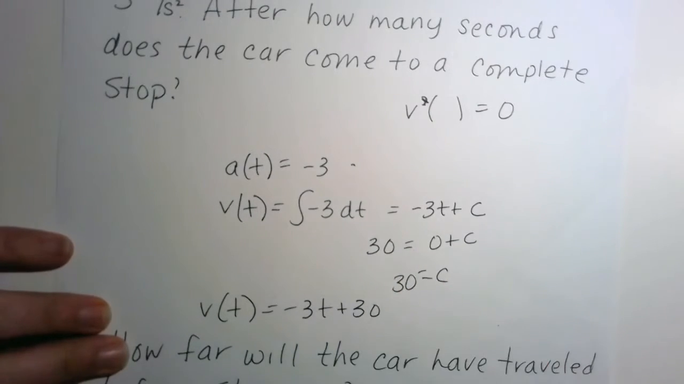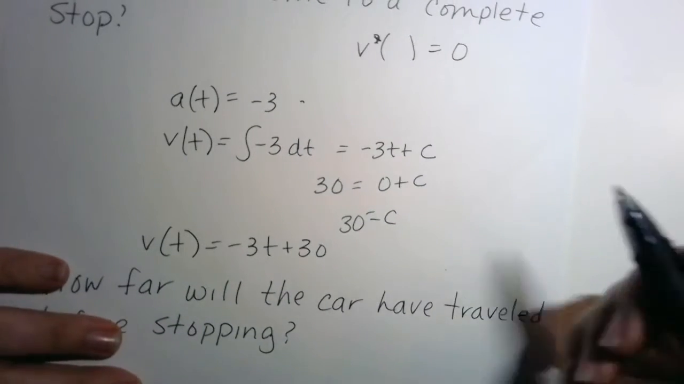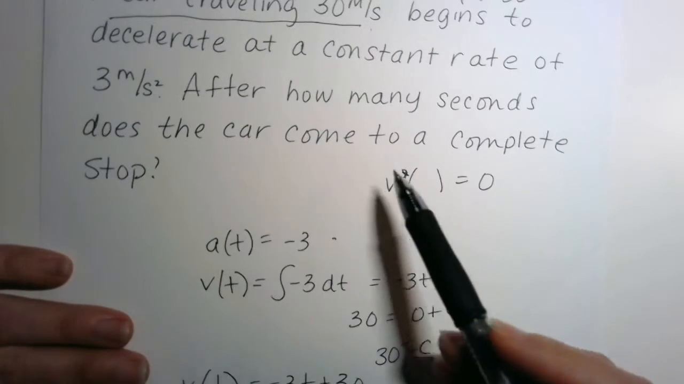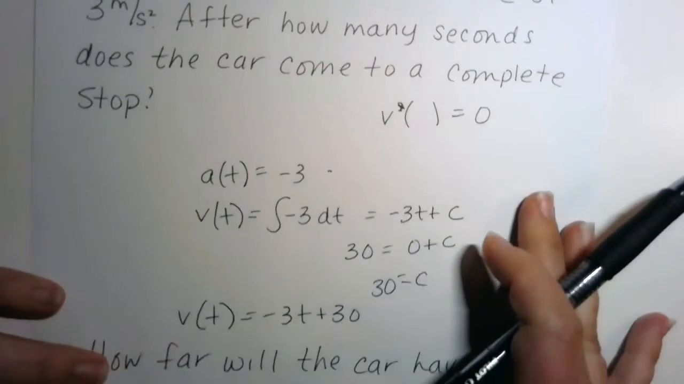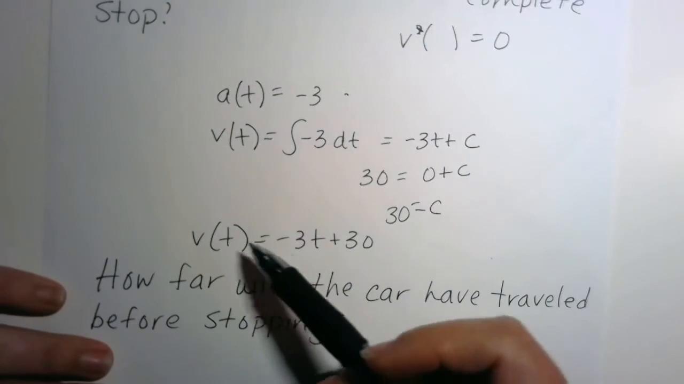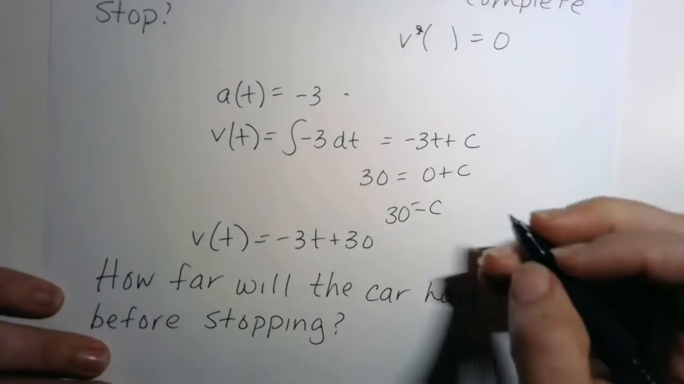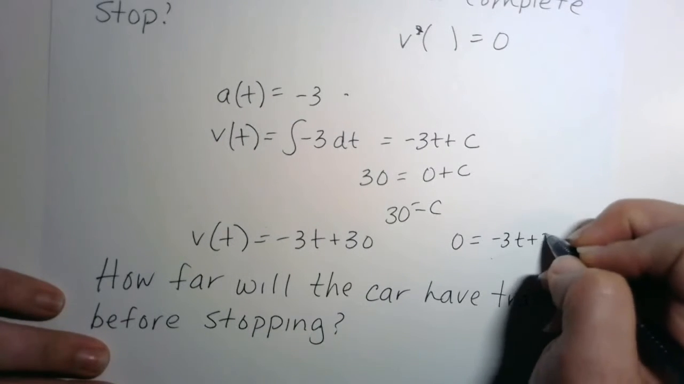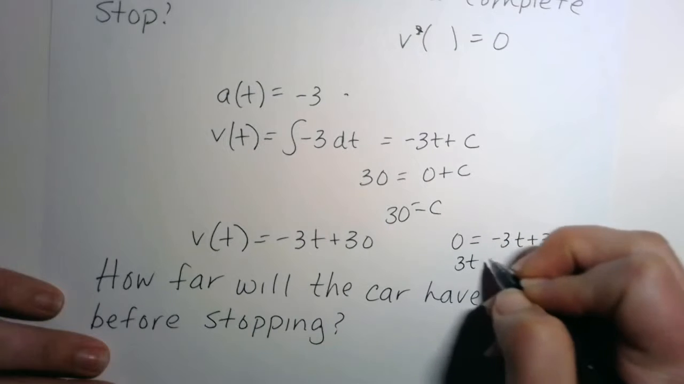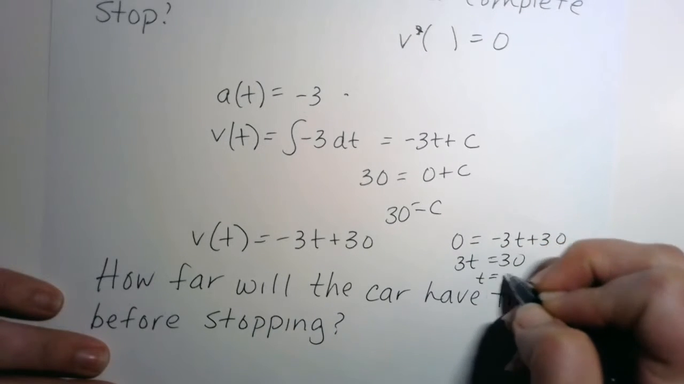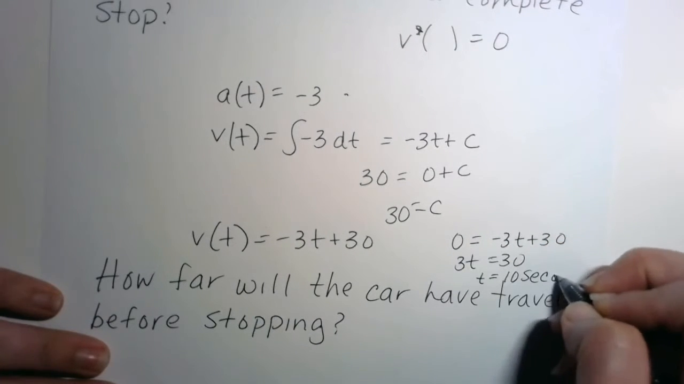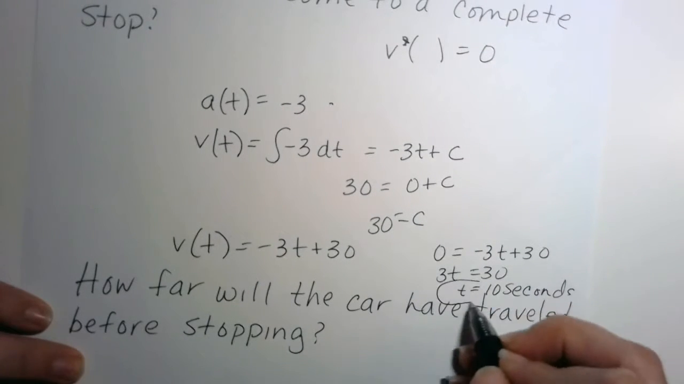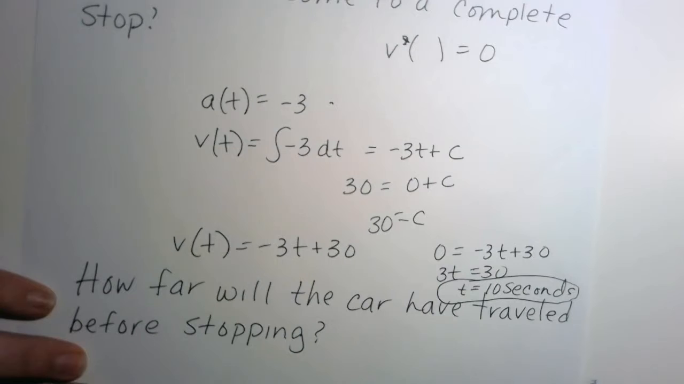plus 30. Now I want to know where my velocity is going to be 0, because that's the first question. How many seconds does it take for the car to come to a complete stop? So we want to know what time is going to give us a velocity of 0. So we set this equal to 0. We get negative 3t plus 30. I move the 3t over here, and I get t equals 10 seconds. Okay, so it's going to take the car 10 seconds to stop.